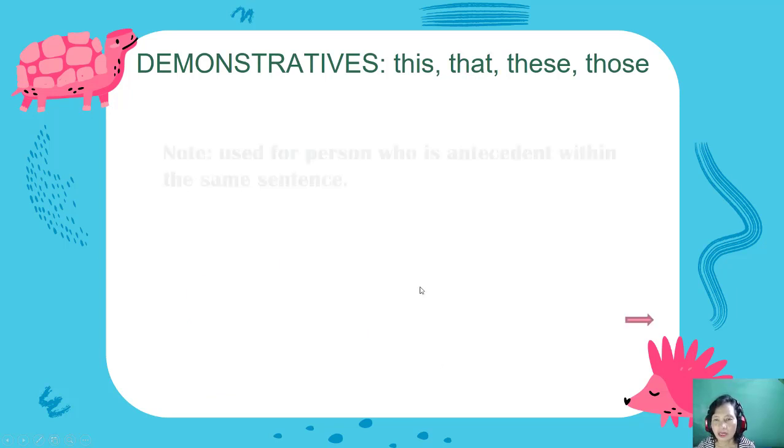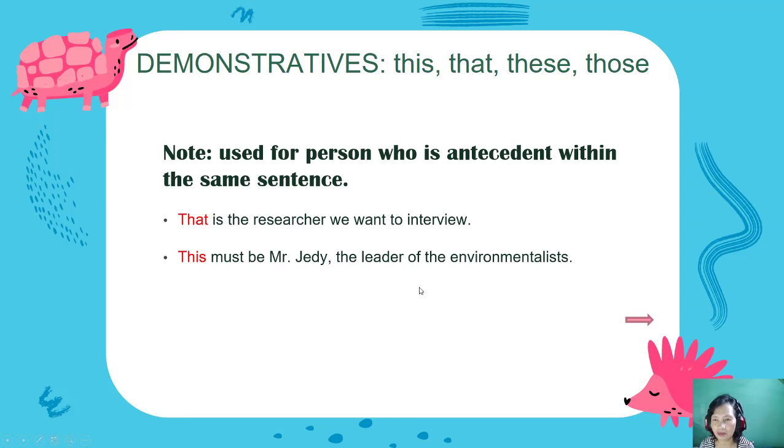Okay, the next. You must understand about this, that, these, those as pronoun usually are used for a person who is antecedent within the same sentence. That is the researcher we want to interview. This must be Mr. Jedai, the leader of the environmentalists. So that refers to the researcher. This refers to Mr. Jedai. Within the same sentence, when it is used for person, this is as pronoun.